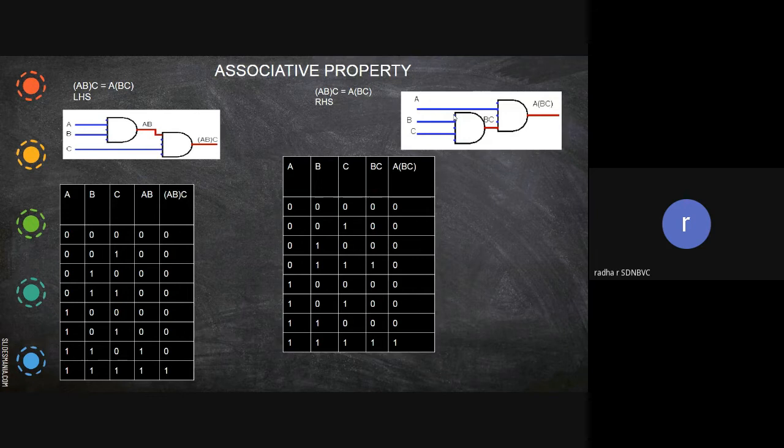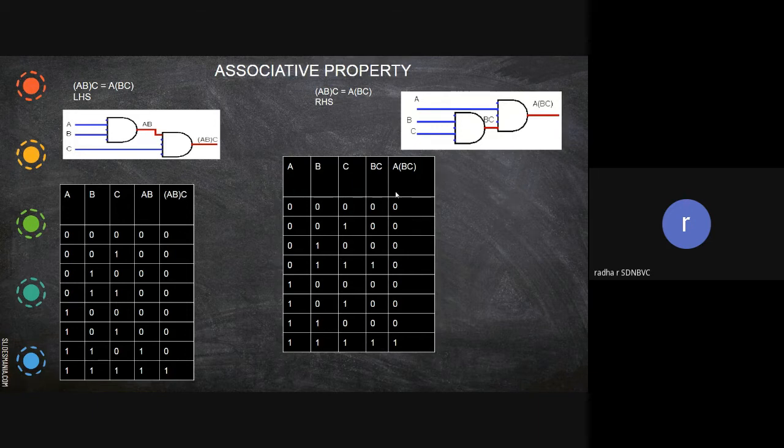Now the next one, that is here, A into BC. We would like to prove this. So how you can prove that A into BC? This is RHS, right hand side. So same way, first you write BC, the one within bracket. You write that equation. Then finally, A into BC. So if you see that B into C, you multiply this. Here you get 1. Then here you get 1. Okay, all the other places 0.